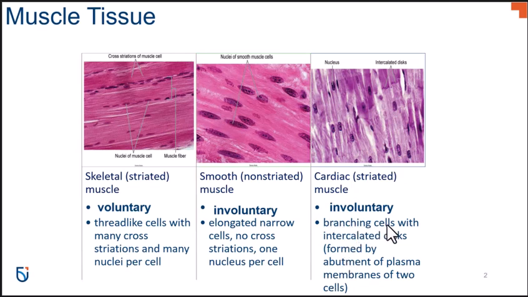Cardiac muscle possesses branching cells that have these intercalated discs. So intercalated discs would be made of, thinking back to the start of the semester, gap junctions as well as desmosomes. And the possession of intercalated discs is going to allow for the nerve impulse to be transmitted very easily, that communication from cell to cell throughout your heart.